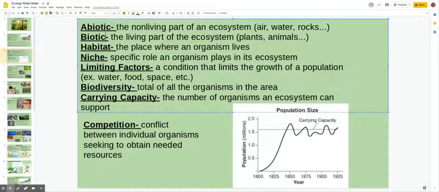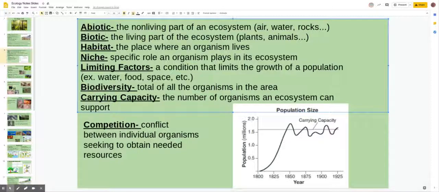For instance, examples of niches include decomposers. All right, bacteria's niche in the environment is its role. It's a decomposer. Plants are the producers of an ecosystem. So each organism has a specific role or place that it fits into this web of life that we're going to be talking about. And the limiting factors are factors or conditions that can limit the growth of a population.